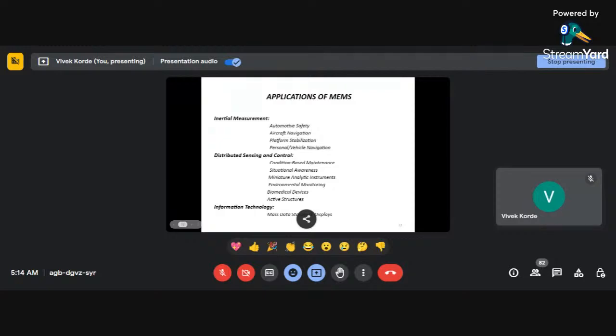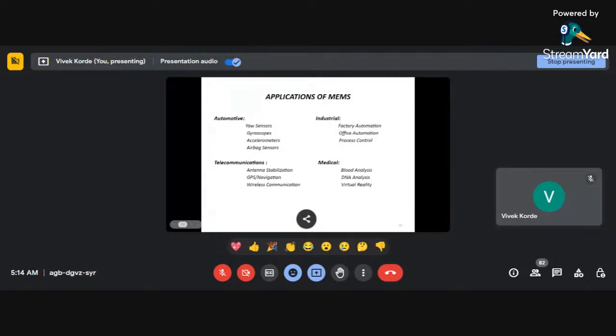And then in the field of IT or information technology, mass data storage and display is very important now these days. So it is done by MEMS and NEMS. Please, sir, go to next slide. Then applications of MEMS in automotive.